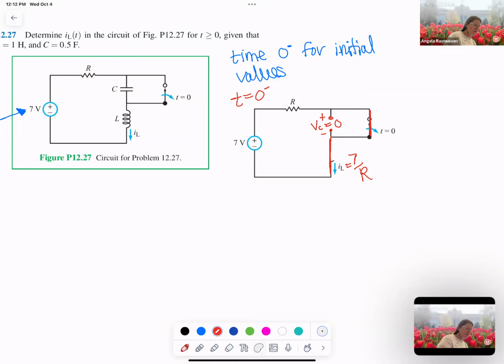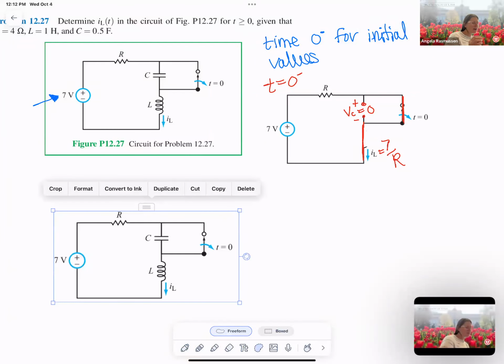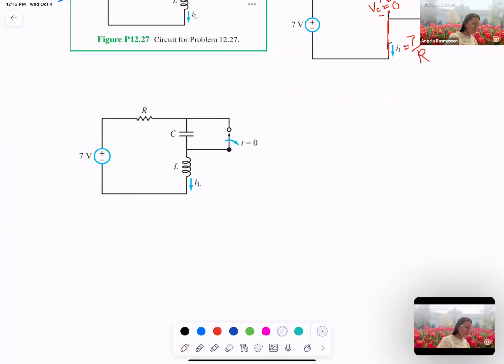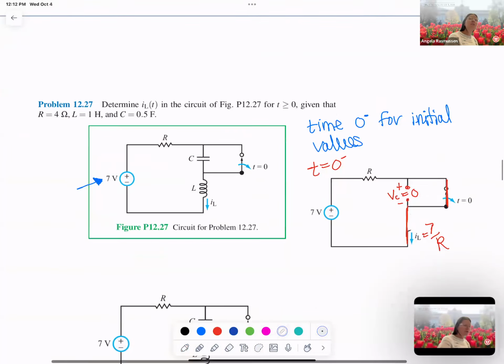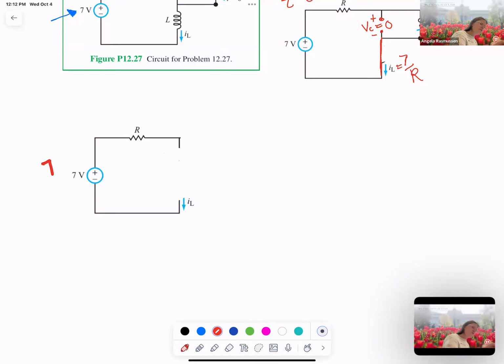And then the difference in this technique is that instead of moving the switch to an open and redrawing that circuit, you're going to redraw this circuit a little bit differently. So we redraw at time equals zero minus, and this is only to get those initial values. And then from there, you're going to redraw the circuit. And again, you're going to replace these, but they're going to be a little bit different. After the switch opens, you know that here this will change to 7 u(t).